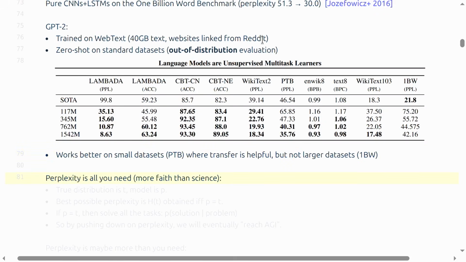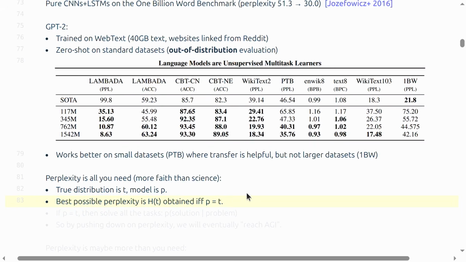I will also argue, since we're talking about perplexity, that perplexity is all you need. I wouldn't take this too seriously, but I think it is a mindset that drives a lot of language modeling research. And the basic argument goes like this. There's some true distribution out there, let's call it T, and you're training this model P. So what is the best perplexity you could obtain? Well, the best perplexity is the entropy of that true distribution, and that is realized when P equals T.